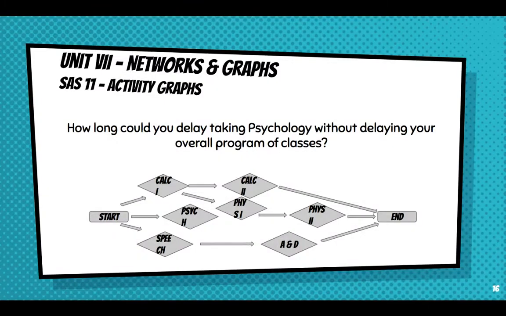How long could you delay taking psychology without delaying your overall program of classes? The longest pathway, we said, the minimal time to complete all paths, is 3 semesters. Psychology is a pathway all by itself. It's only 1 semester. We could delay taking psychology for 2 full semesters and take it in the 3rd semester when we take Physics 2.